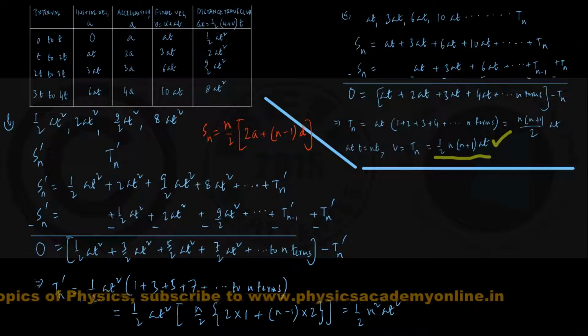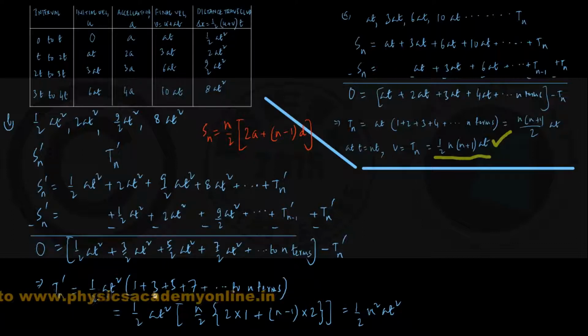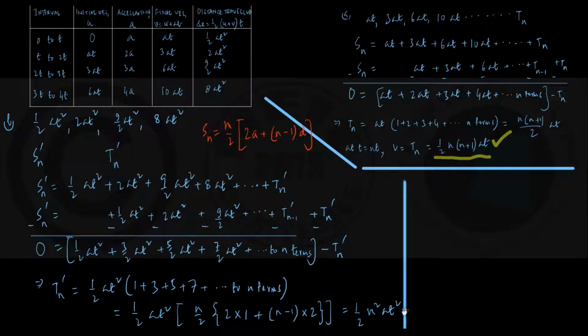If you are a little quick and careful, you can even see that by inspection: the first term is 1, the first two terms 1 plus 3, that is 2 square, the first three terms 1 plus 3 plus 5, that is 9, 3 square, and so on. Therefore, the sum of n terms is coming out to be n square here, and this is the value of Tn dash. Remember, we are supposed to find out the sum of this series, that is Sn dash, as the displacement in time nt.